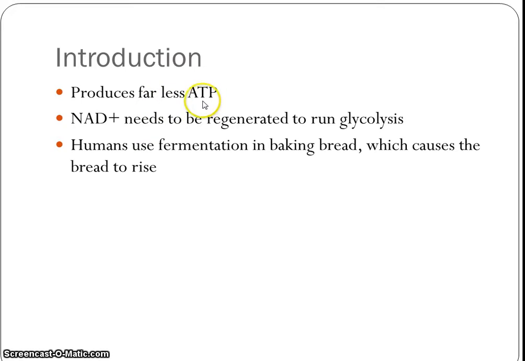Fermentation produces far less ATP than oxidative phosphorylation and the normal process of cellular respiration, which produces 30 to 34 ATP. There's a significant amount of NAD+ that needs to be regenerated to run glycolysis. This is because there's an excess of NADH, and this excess of NADH needs to be reduced to NAD+, and the fermentation allows for this to happen. Otherwise, there would be an imbalance in the NAD+ and NADH ratio.